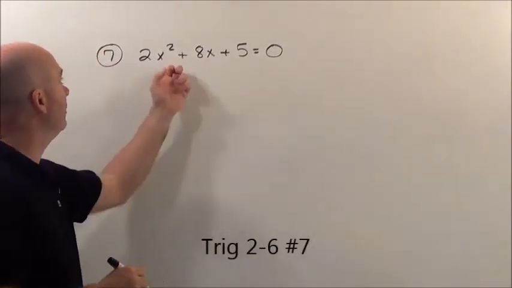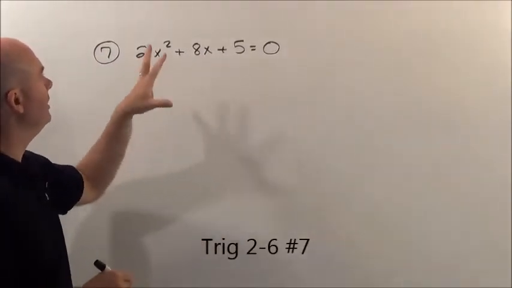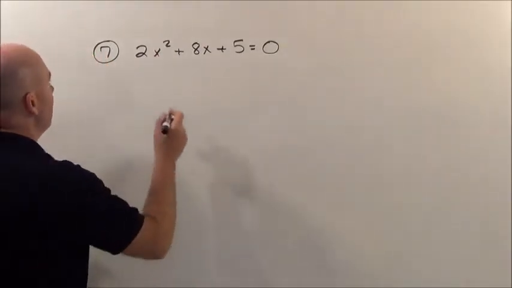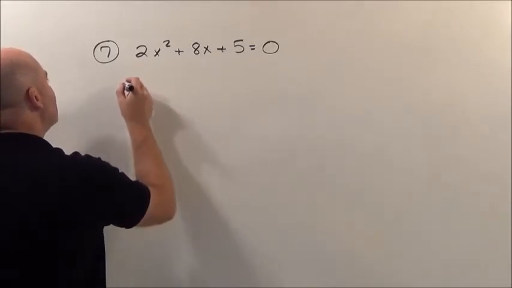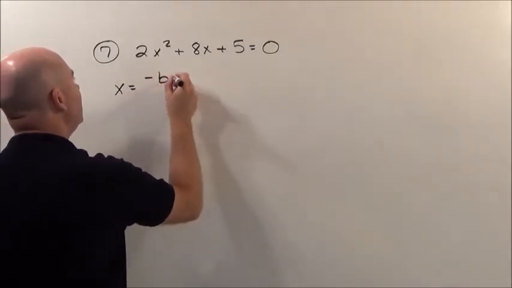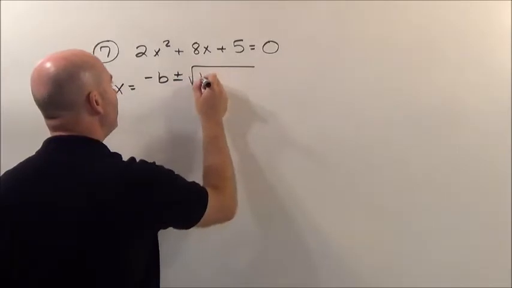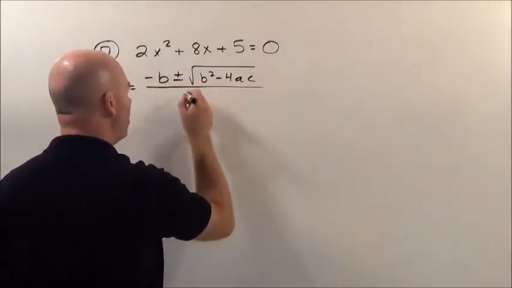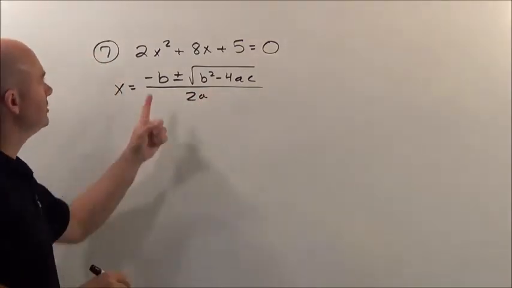Here's problem 7 where it wants us to solve this equation. It says it wants us to use the quadratic equation to solve this. So the quadratic formula states that x is equal to the opposite of b plus or minus the square root of b squared minus 4 times a times c, all over 2a. So this is the formula we want to use.